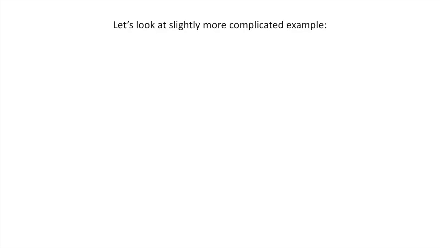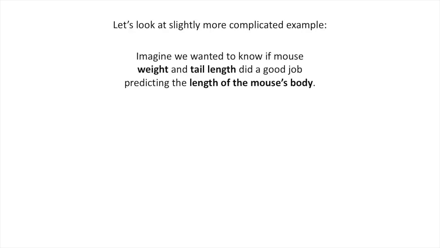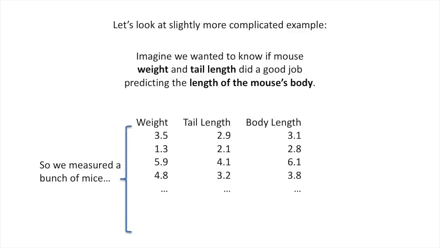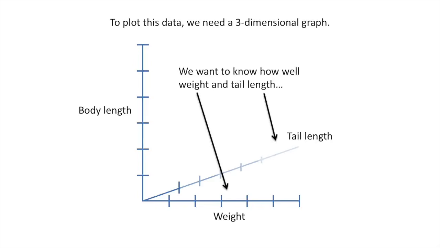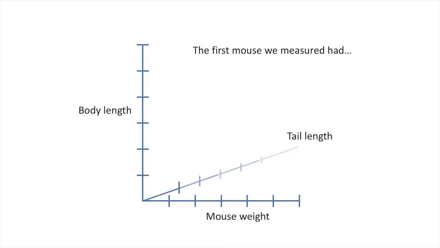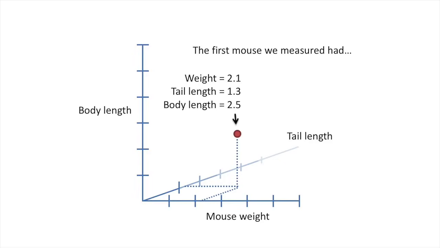Let's look at a slightly more complicated example. Imagine we wanted to know if mouse weight and tail length did a good job predicting the length of the mouse's body. So we measure a bunch of mice. To plot this data, we need a three-dimensional graph. We want to know how well weight and tail length predict body length. The first mouse we measured had weight equals 2.1, tail length equals 1.3, and body length equals 2.5. So that's how we plot this data on this 3D graph.